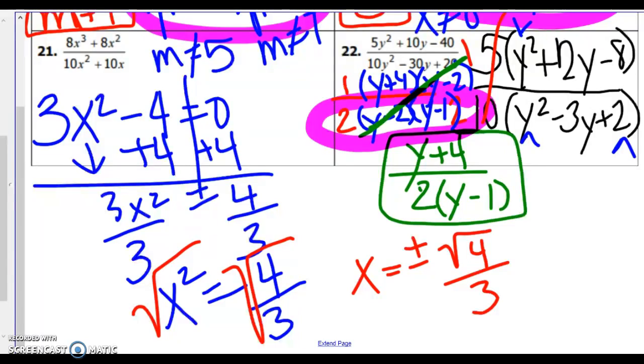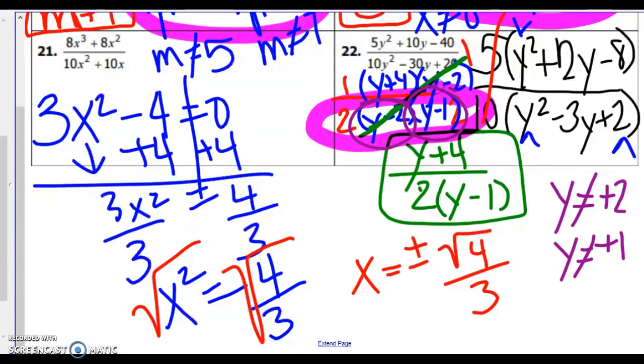Now, is that a wonky answer? It is. But welcome to math. Sometimes there are wonky answers. All right? Now, try 22 on your own and see what you come up with for that one. There are 2 answers, even though it might only look like there's 1. All right, from right here, y can't be positive 2. And from right here, y can't be positive 1.